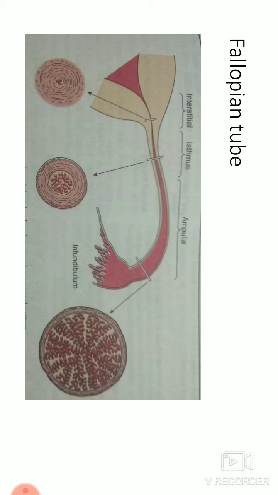The next is the fallopian tube, which is a paired structure. It has two openings, the uterine opening, here it is, and the pelvic opening. It has four parts: the intramural part or interstitial part, the isthmus part, the ampullar part, which is tortuous and dilated, and the infundibular part, infundibulum, which is the most dilated part and has fimbriated end.